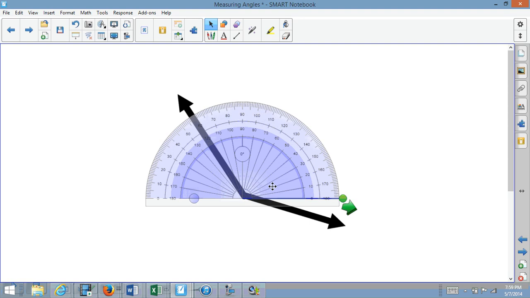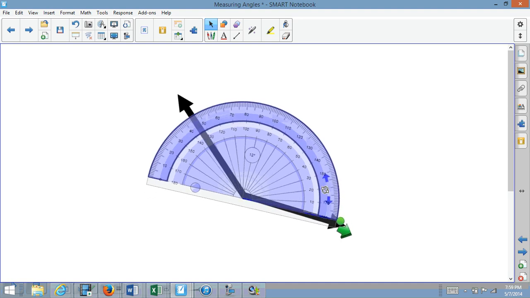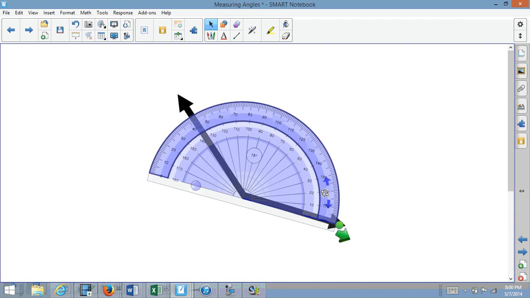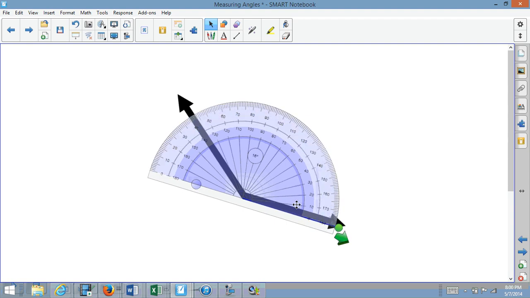Now we're going to make sure the 0, see the 0 down here, because we're going to make sure that the line, the ray, lines up on that 0. So we're going to have to adjust and turn this slightly to line that up so it's on the 0. So notice how the vertex now is on 0.